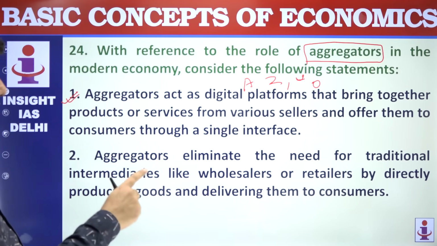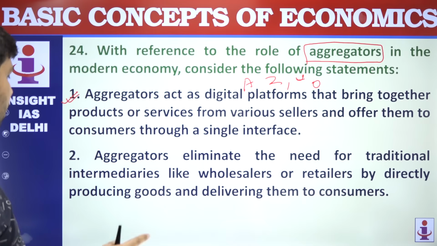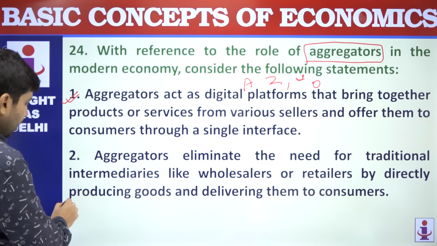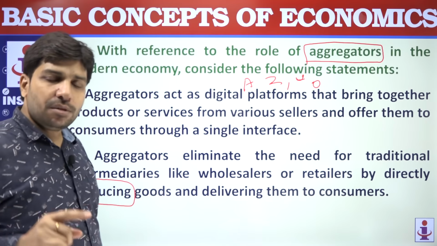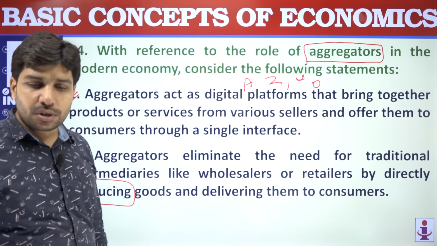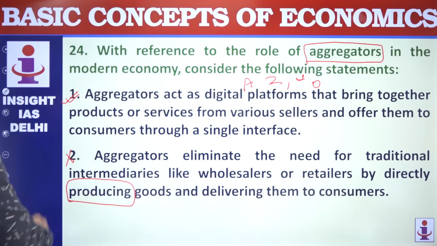Aggregators eliminate the need for traditional intermediaries like wholesalers or retailers by directly producing goods. Aggregators do not produce goods. Aggregators only act as an intermediary between producers and consumers. They do not produce goods by themselves. So this statement is not correct.